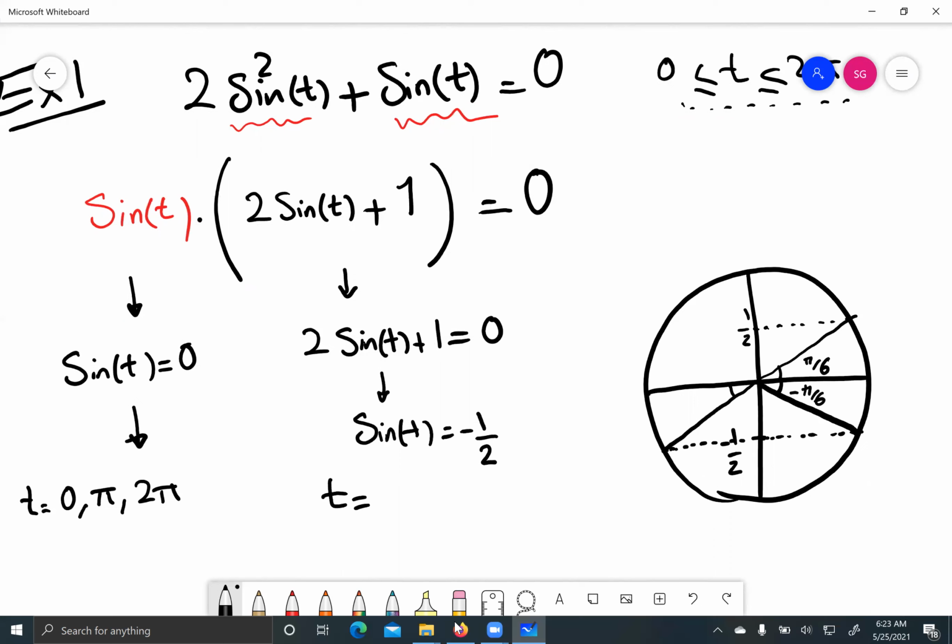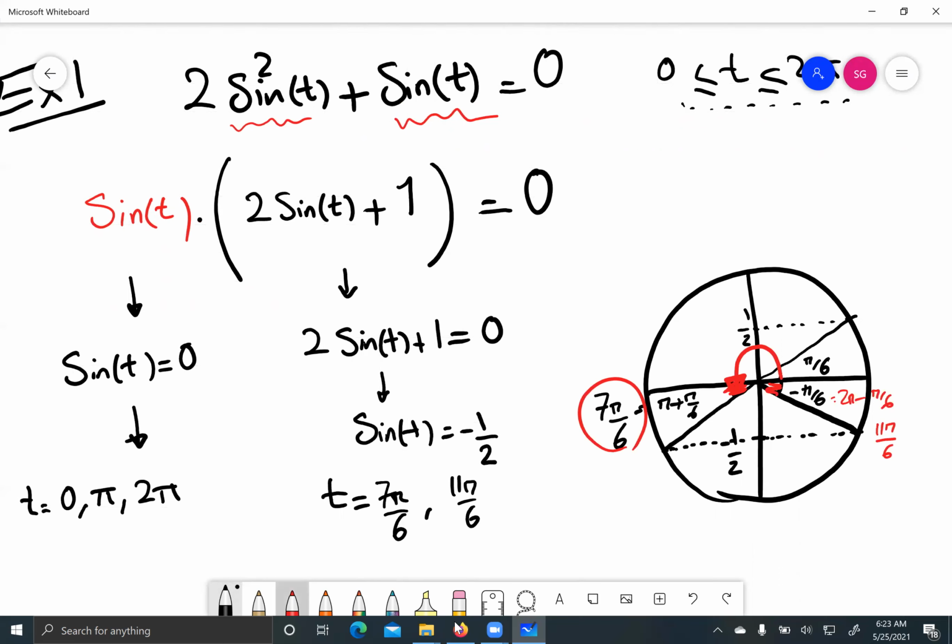And this is going to be pi plus pi over 6. So this is going to be 7 pi over 6. So one of the answers is here, in fact, here, 7 pi over 6. And the other one, you can either say negative pi over 6 or you can say 2 pi minus pi over 6, which is going to be 11 pi over 6, this guy. So the other answer is 11 pi over 6.